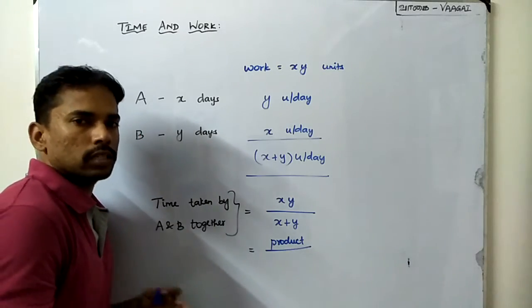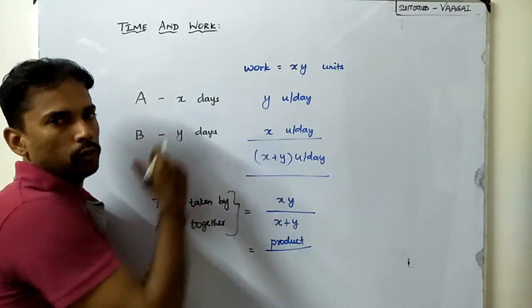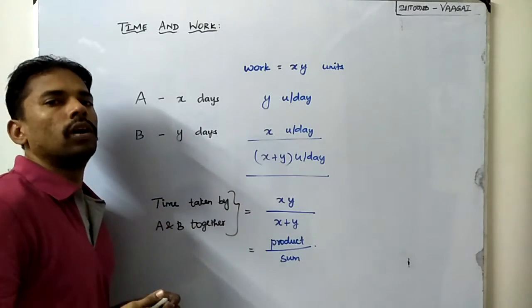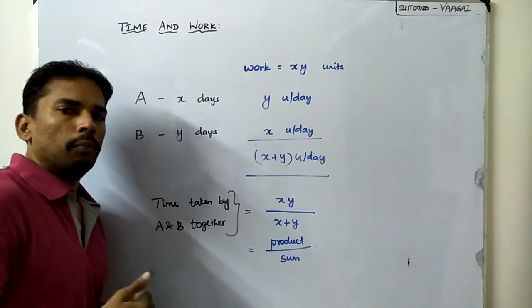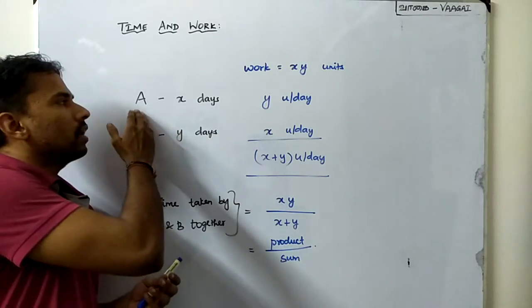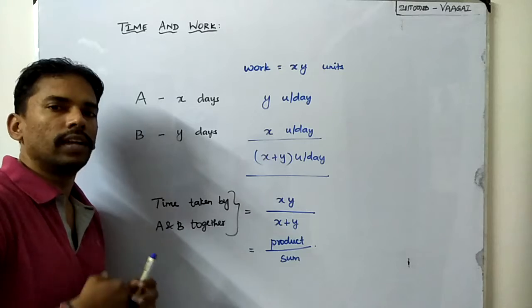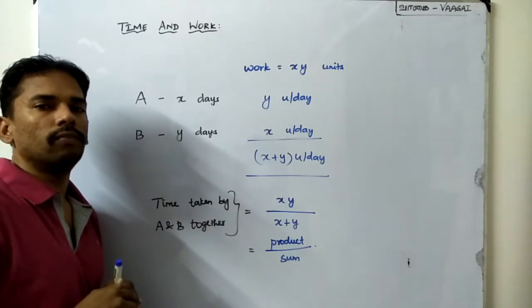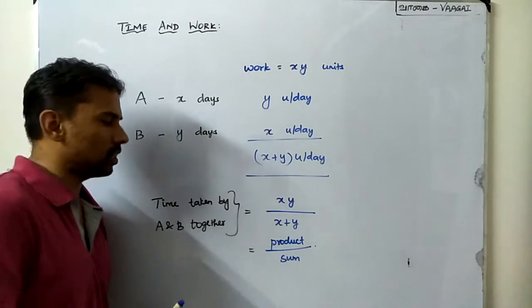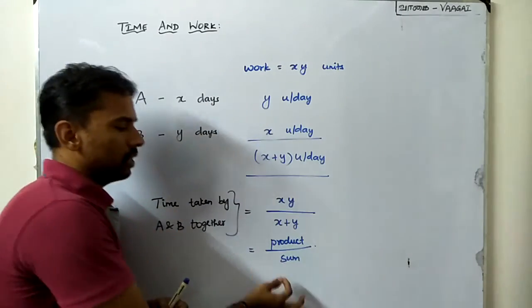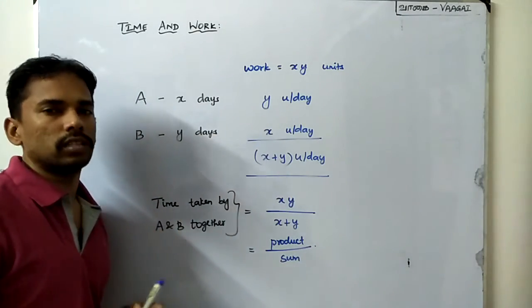This X plus Y is nothing but the sum of these two values. So, divided by the sum. Hereafter, if we want to find the number of days taken, if it is given for A how many days and for B how many days, and we want to find how many days they will take together to complete the job, we can do a very easy task. We just have to find the product of the days divided by the sum of the days. That's all. This will easily give us the answer.